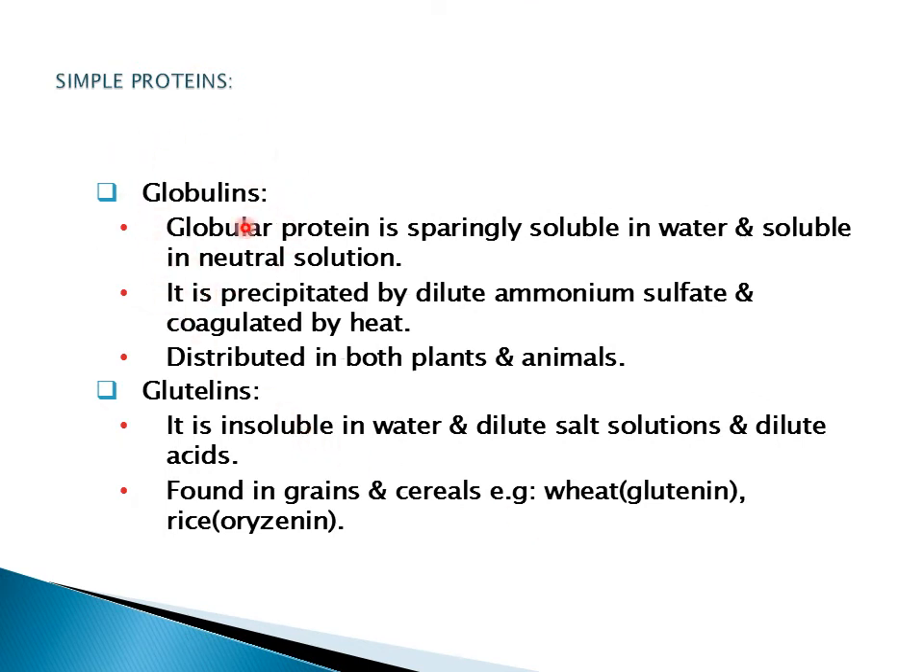Globulin proteins are also simple proteins. This is also sparingly soluble in water, soluble in neutral solution, and it is precipitated by dilute ammonium sulfate, and it is coagulated by heat. It is distributed in both plants and animals. Number 3 is glutelin. It is insoluble in water and dilute salt solution and dilute acids. It is found in grains and cereals. For example, in wheat, in the form of glutenin.